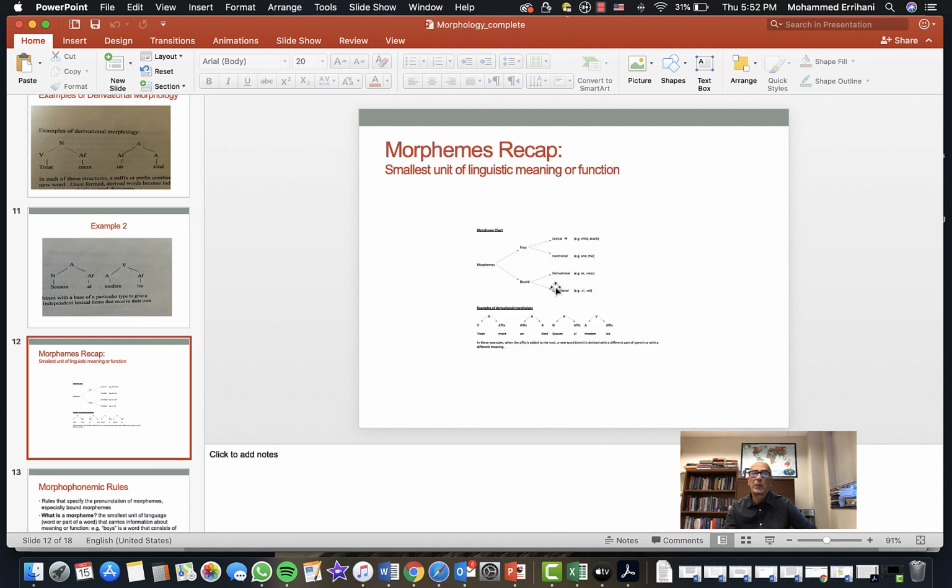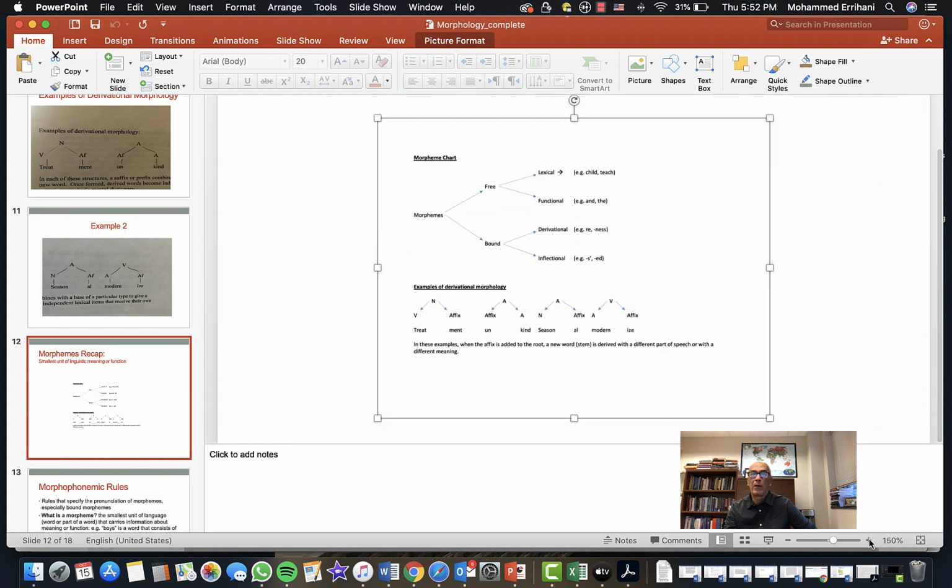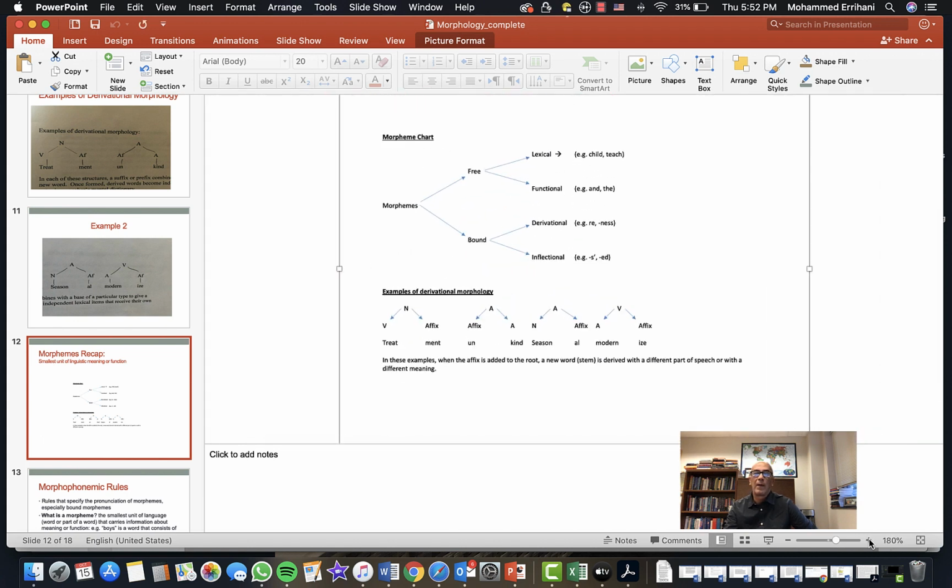This is very small. Hang on, let me see if I can make it a little bigger. So this is a morpheme chart, which gives you a pretty decent idea of what we've talked about so far.